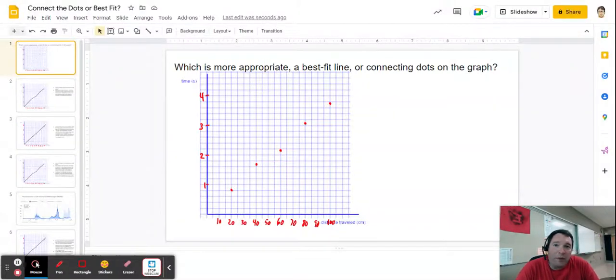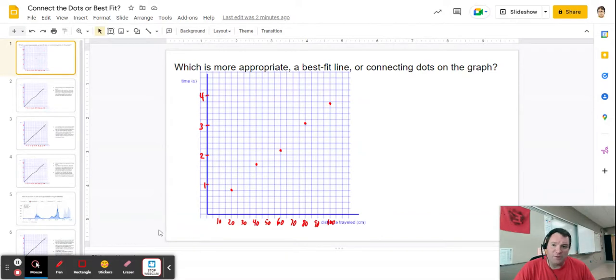Hello. One thing that we were thinking about at the beginning of the school year that we haven't addressed yet is, if I collect some data, should I connect the dots and draw a line from one dot to the next dot, to the next dot, and so on? Or should I draw a best fit line that doesn't quite hit all the points but passes near them? It came up in class previously that we were thinking about that issue, but we didn't really resolve it.